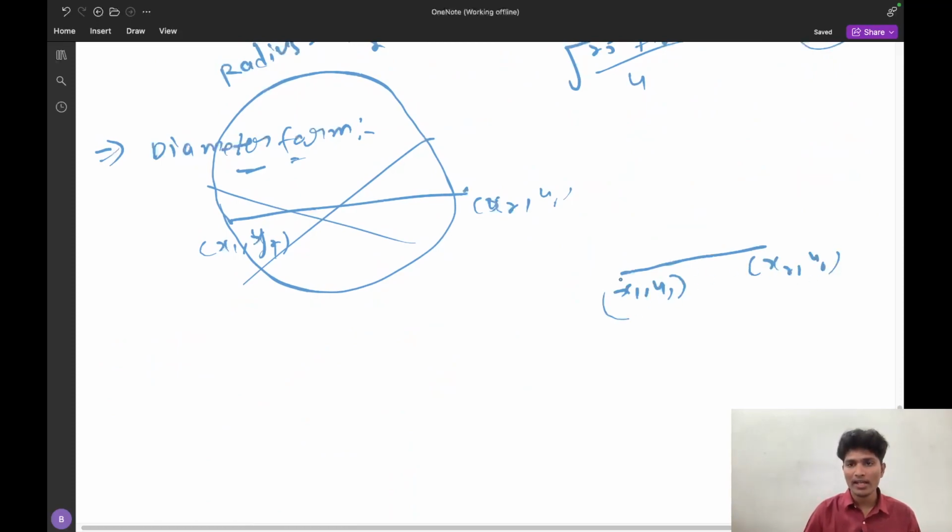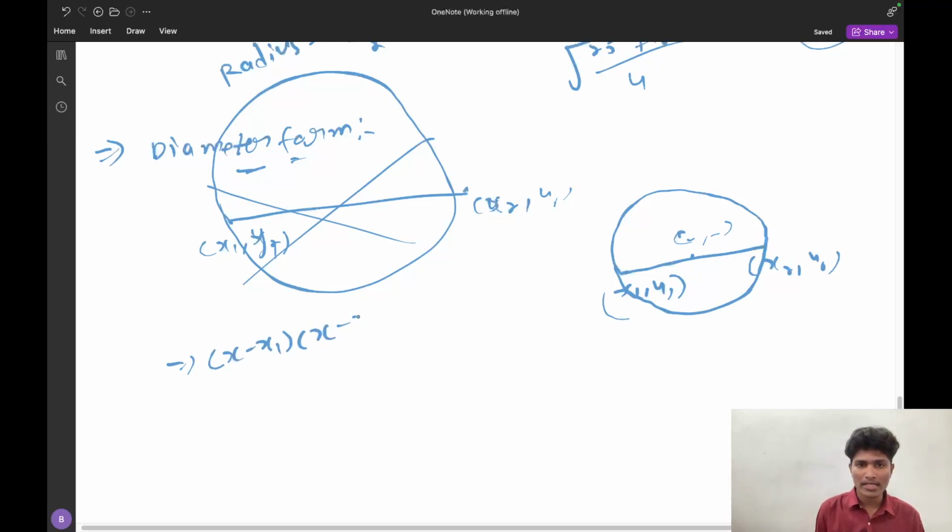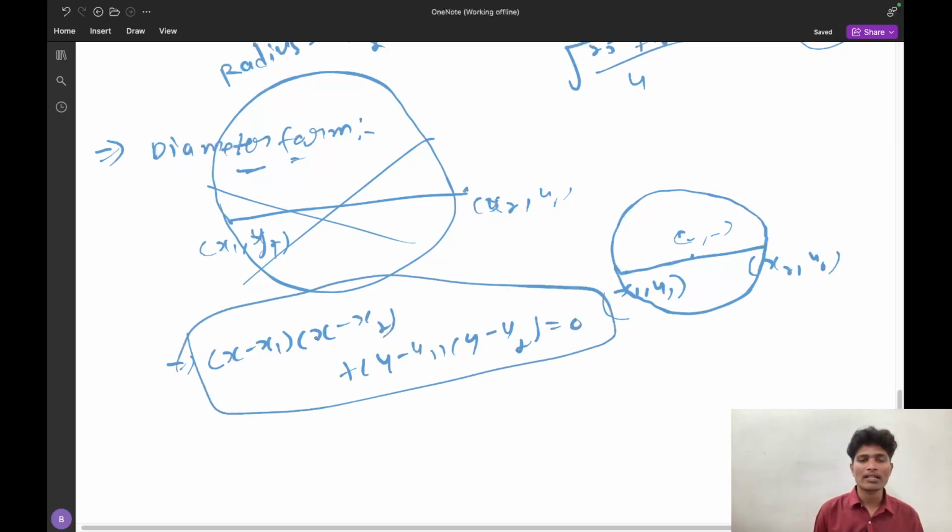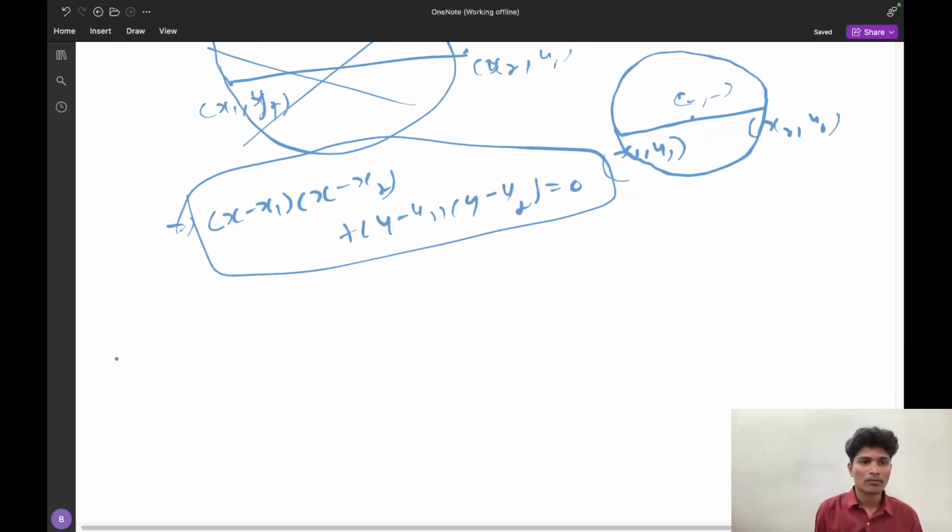If I join these two, assume this is a circle and these are the diameter ends. How do we find the equation? Suppose this is the center. The center can be anything. What we can do is take (x − x1)(x − x2) as one term, plus (y − y1)(y − y2) equal to 0. This is the equation of the circle when two diameter ends are given.